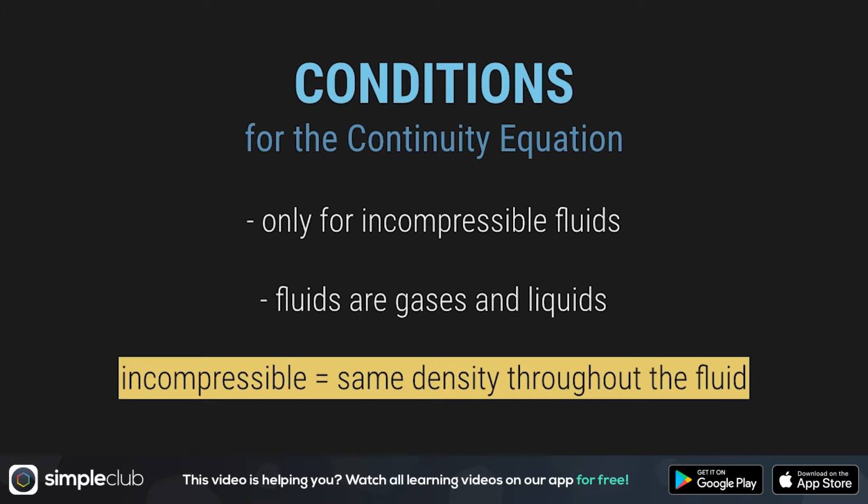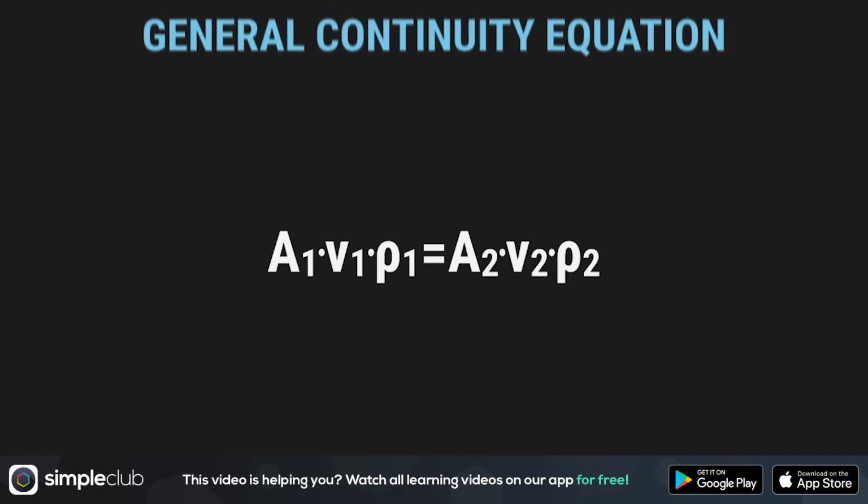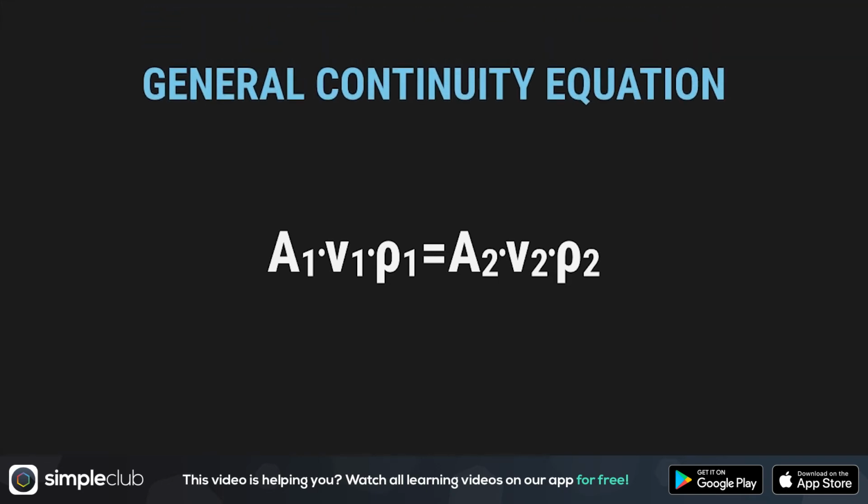But what do we do when we aren't dealing with an incompressible fluid? Very simple. Then we include a ρ for density in the continuity equation. ρ1 is the density of the fluid in the wide part of the pipe, and in the same way, ρ2 stands for the density in the narrow part. And now we have the general continuity equation.